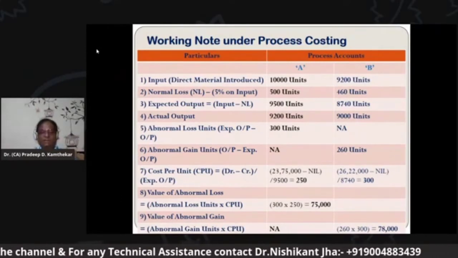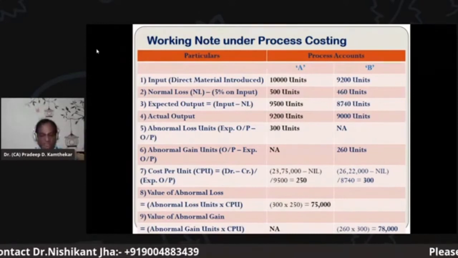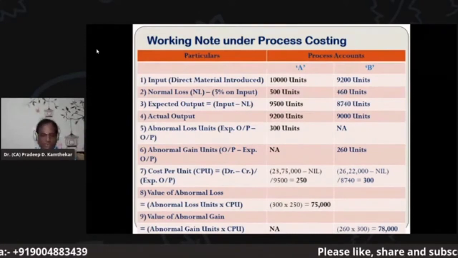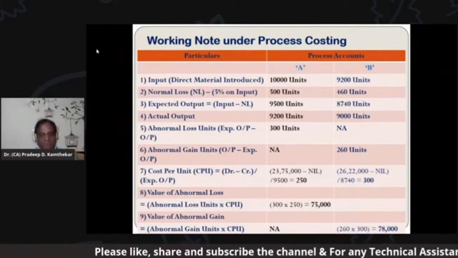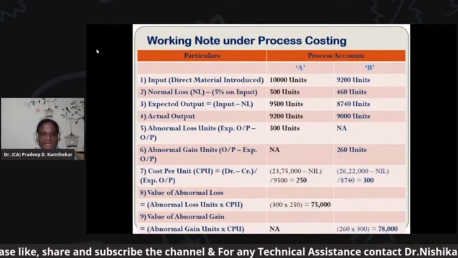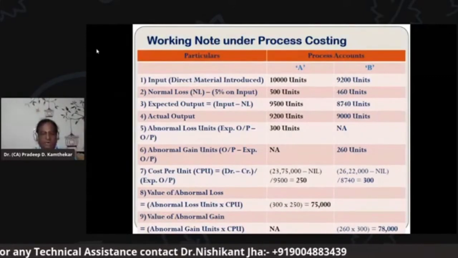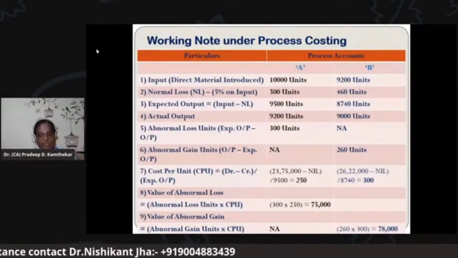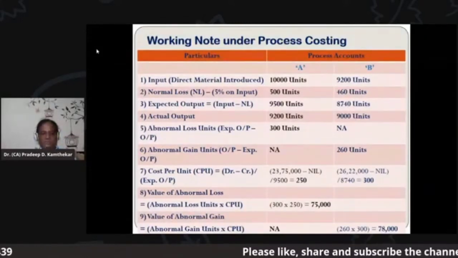But I have just given you a formula. It is the debit side total column of the cost minus credit side cost total divided by expected output. It is always like this. So take total of the debit column minus total of the credit column divided by expected output. That gives you cost per unit.